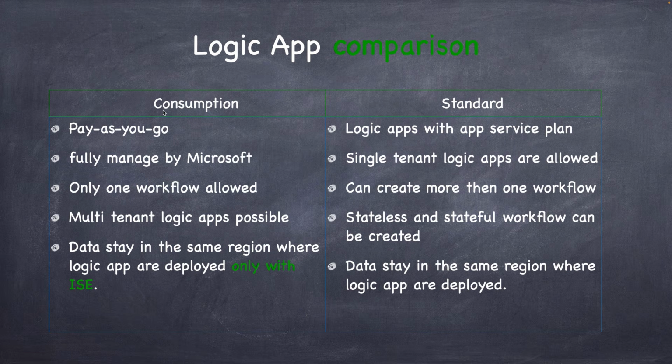The standard tier gives you a guarantee to keep your data in the same region where you have created your Logic App. Let's say I've created a Logic App in the East US region or UK South region, then my data will stay in the same region. This is only possible, even if I'm not using the ISE, which we were using in the consumption tier to keep the data in the same region.